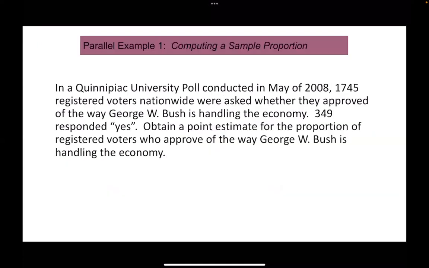So a Quinnipiac poll conducted in 2008, 1,745 registered voters. They asked whether or not they approved of the way George W. Bush was handling the economy. 349 responded yes. We're going to get a point estimate for the proportion of registered voters who approved of the way he was handling the economy. So we just take the 349, which is those who said yes, and divide it by our sample size. So 0.2 people, or that proportion of people found that they approved of how he was handling it. So about 20%.